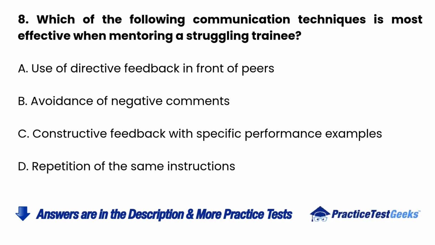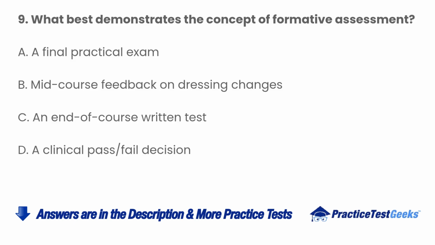8. Which of the following communication techniques is most effective when mentoring a struggling trainee? A. Use of directive feedback in front of peers. B. Avoidance of negative comments. C. Constructive feedback with specific performance examples. D. Repetition of the same instructions.